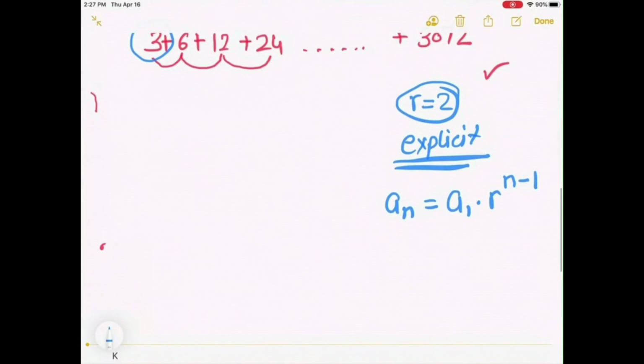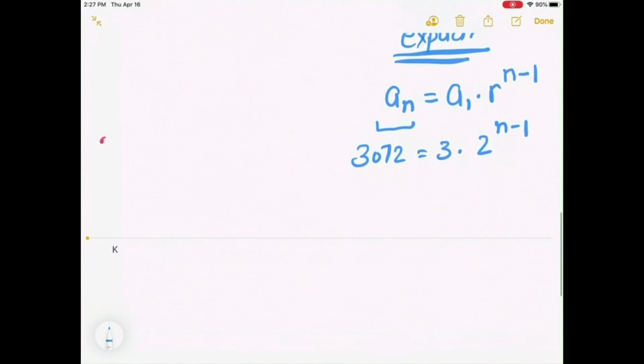But anyways, so a_n, I hope you remember, is the last term or the term you're solving for. So the nth term would be my last term here, which is 3072. a_1 is 3, the ratio is 2, and it's n minus 1. Now we are solving for n in this equation.